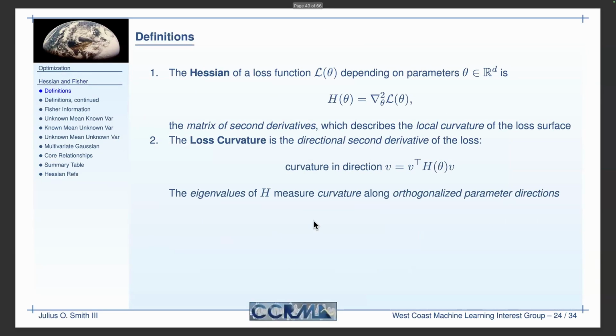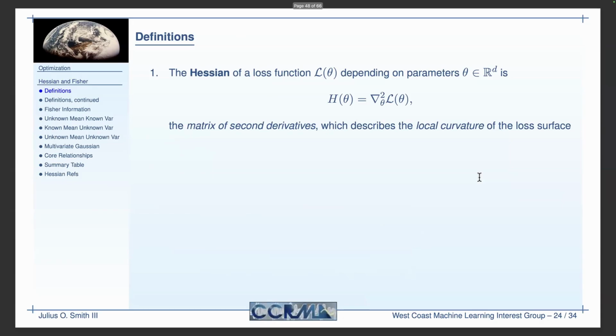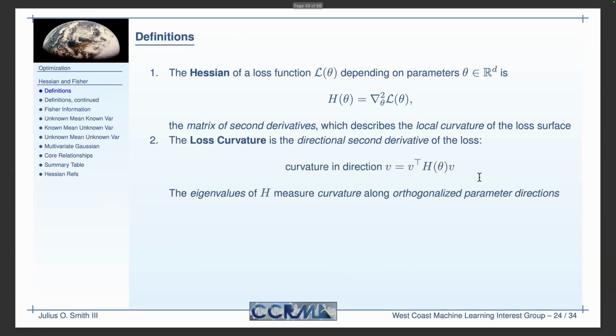So here's the Hessian, because I basically wanted to make a section on the Hessian, curvature, gradient covariance, and Fisher information because they're all interrelated. I typed this into ChatGPT 5 and said, give me a discussion. And this is the discussion it gave me. I haven't really vetted it completely, but we can do it in real time here. So here's the definition of the Hessian. And if you want the curvature, you take the quadratic form. That's exactly what we need, right? Because that's what's in the Taylor expansion second order term.